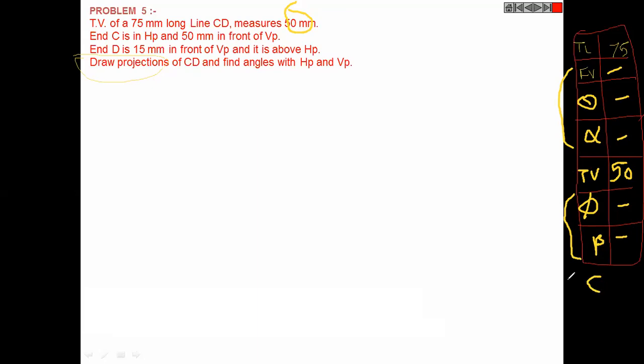Okay. Then C point is given? C location? It is given partially. Its exact location is not given, C as well as D. Okay, sorry, my mistake. C is completely given in HP and this much away from VP. Whereas D is given partially. D, its location from only one plane is given, whereas in the other just direction is given, that it is above. That's it. So it is partially given, not fully.